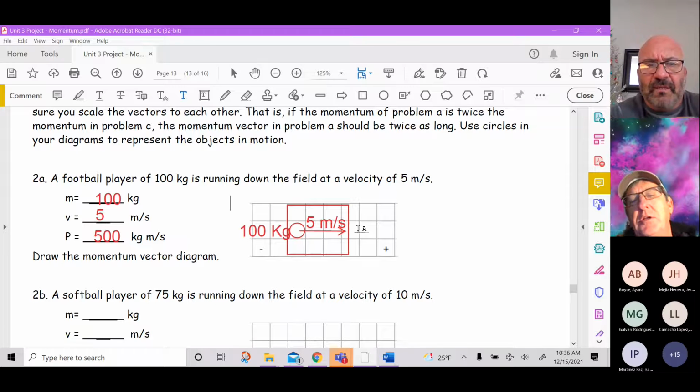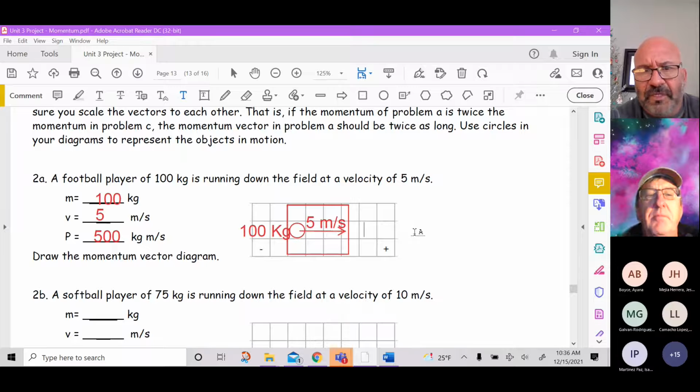Mr. Fairley, does it matter what direction the arrow is going in for this particular question? No, it doesn't. Okay, great.